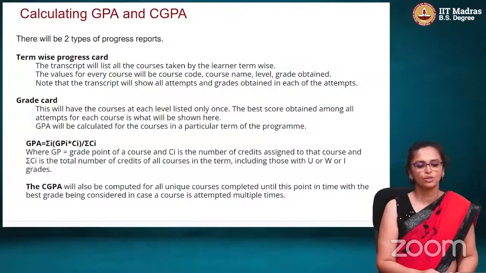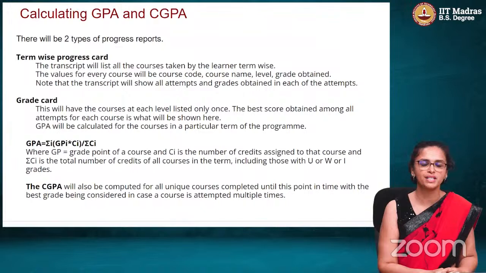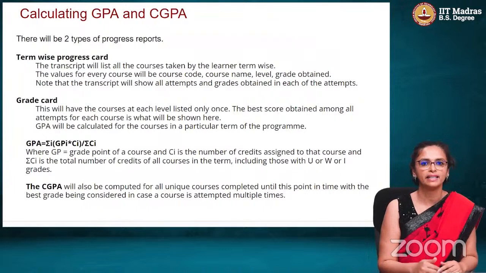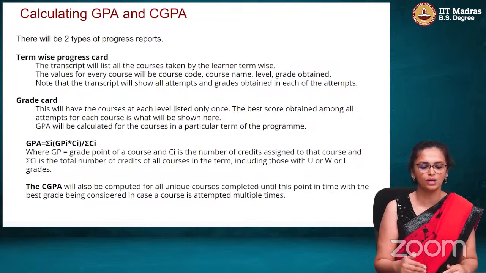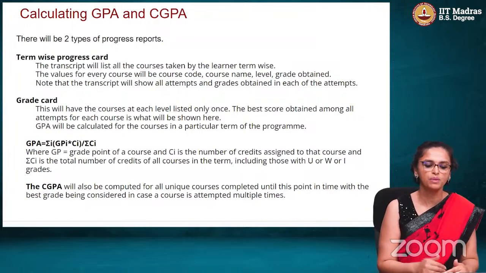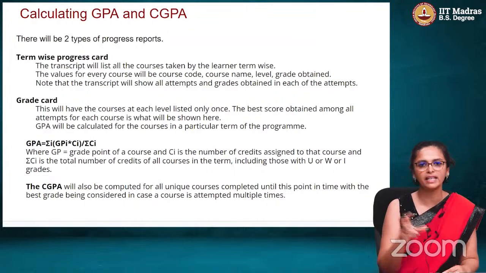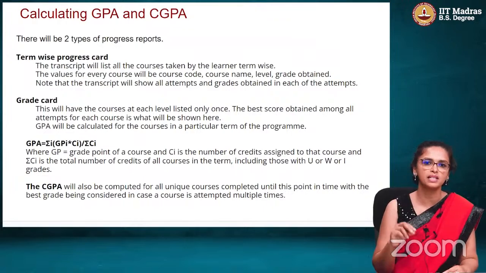So, there are two types of progress reports that we will share with you. The first one is called a term-wise progress card. This is a document that we will generate at the end of every term when your results have been published and you have verified all of it. This will list all the courses that you have taken in any term, and what data we will put in there is the course code, the course name, the level and the grade obtained.